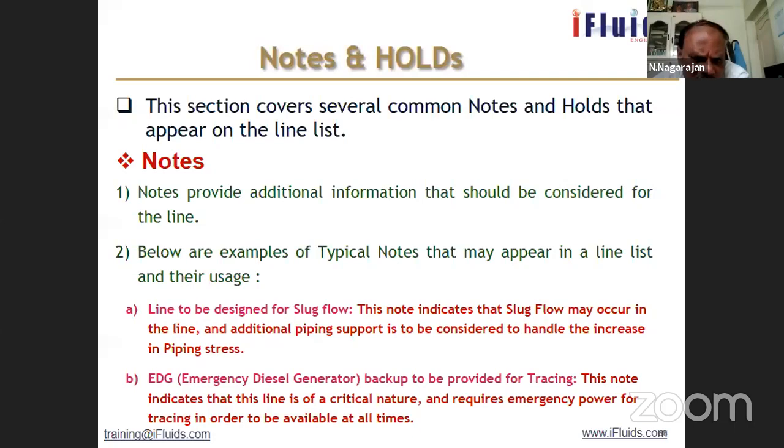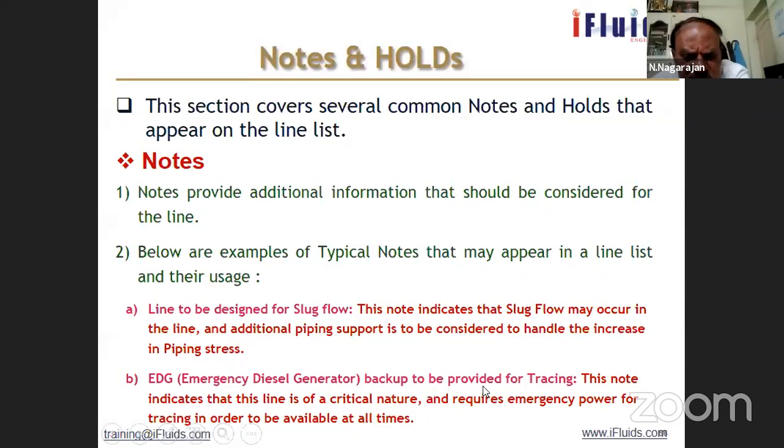Some of them are, for example, line to be designed for slug flow. That means this line may see slugs, and then you have to give the type of slug, number of slugs, etc. It may create some vibrations. You have to give rho v square, we have seen, isn't it? Vibration is a function of velocity square into density, and also noise is a function of density into velocity cube. So those things we have to calculate.